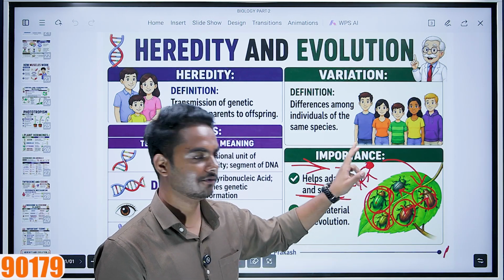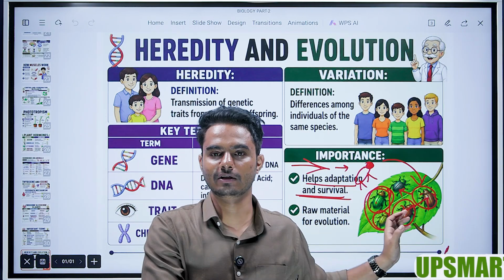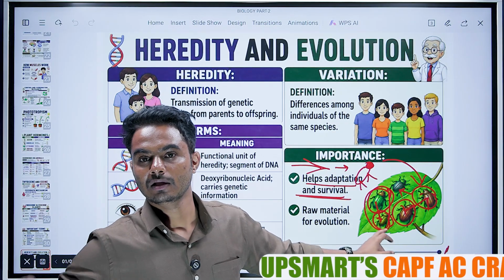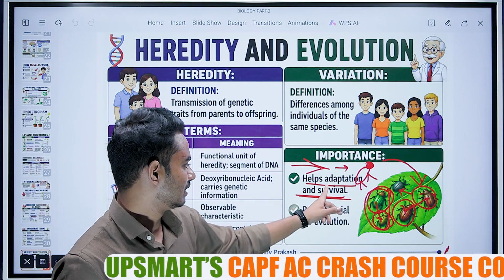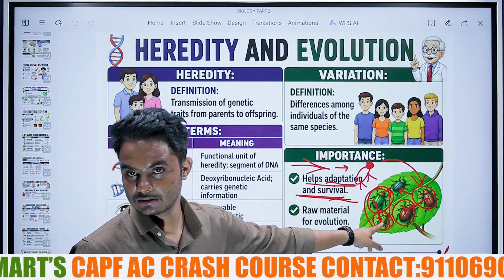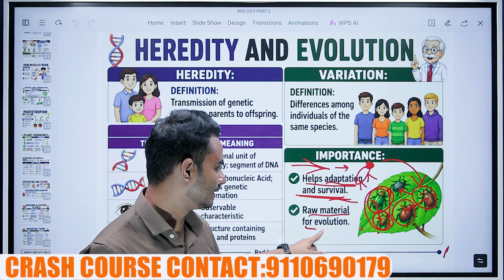Somehow these two will feel safer because they are camouflaged with the greener color of the leaf. It is safer, right? And this greener color, it got through evolution and heredity. Fine. This is the importance. It helps in adaptation, adapted to the green color. And survival, survived from the bird. Easy, right? And it acts as raw material for the evolution.